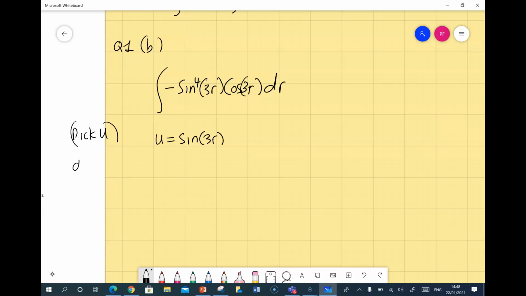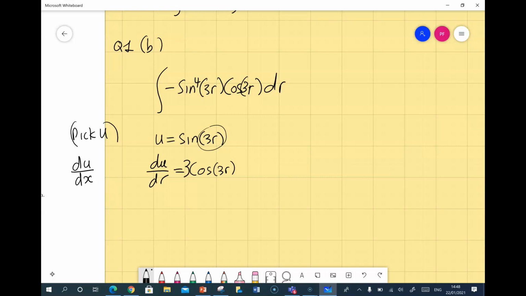After we pick our u, the next thing we do is we differentiate. So I'm going to say du dx here, but it's du whatever variable you have. So du dr. And checking for our derivative of sine, our derivative of sine is cosine. So cosine 3r, but chain rule says I also need to get the derivative of the 3r, which is 3. So the full derivative is 3 cos 3r.